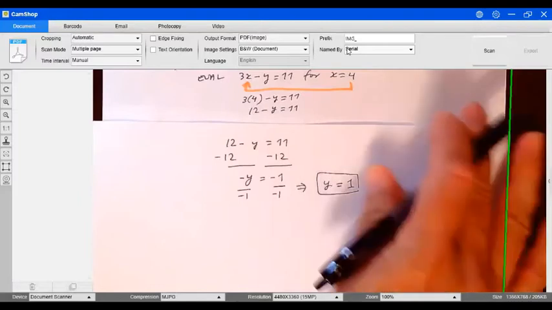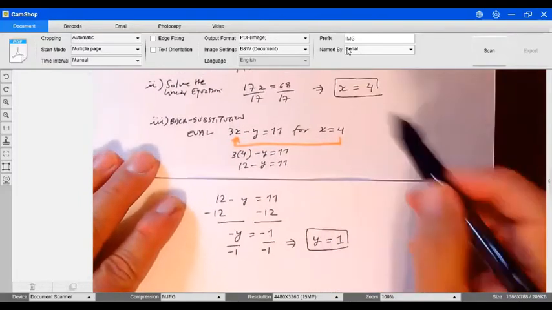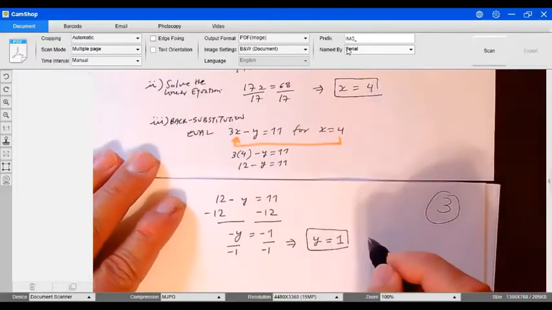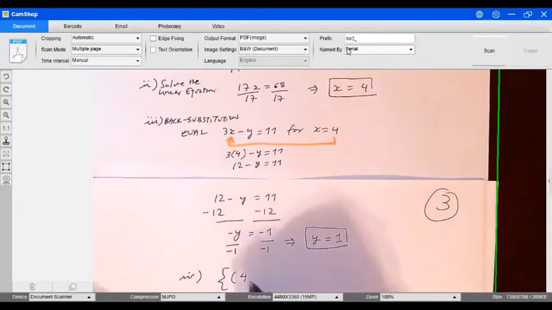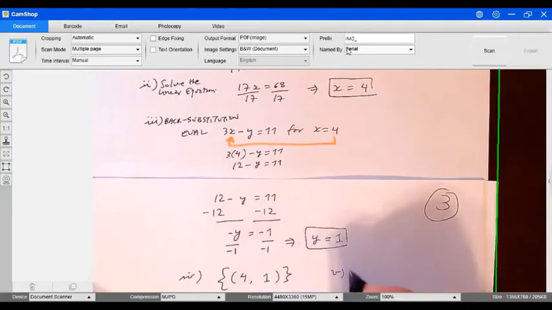So now I have my two values. I have my x and I have my y. So the solution is going to be a point with coordinates 4, 1. And you're going to test the solution.